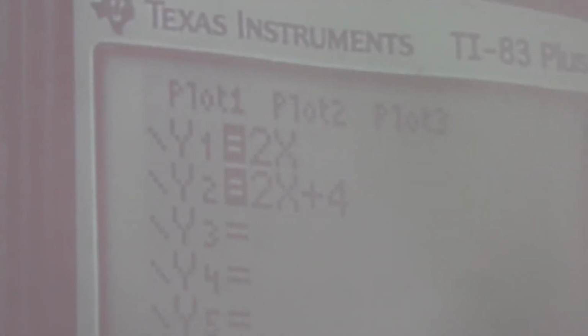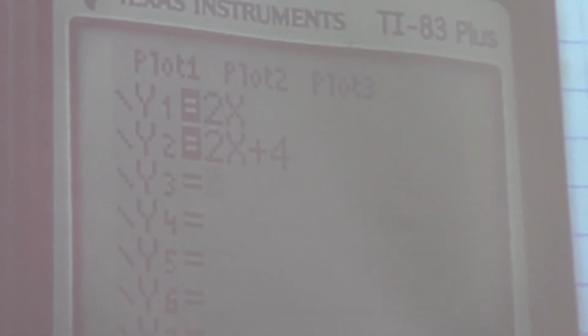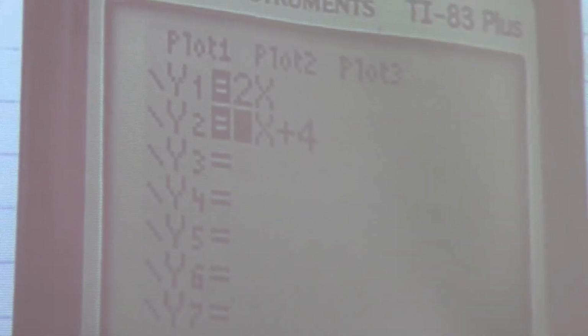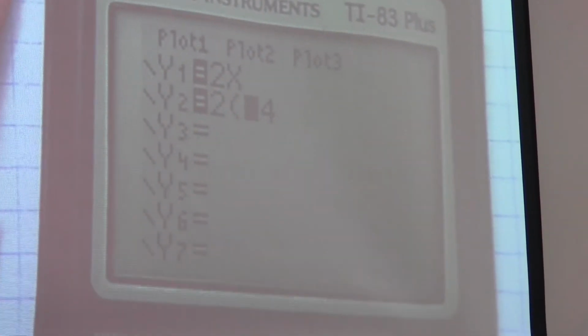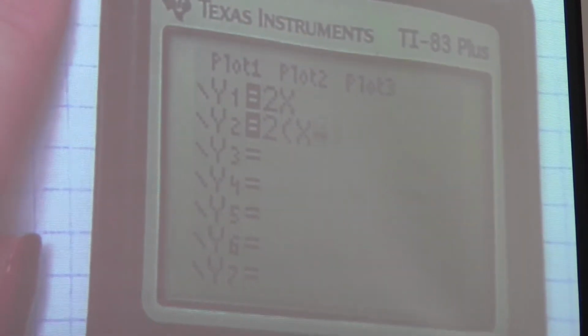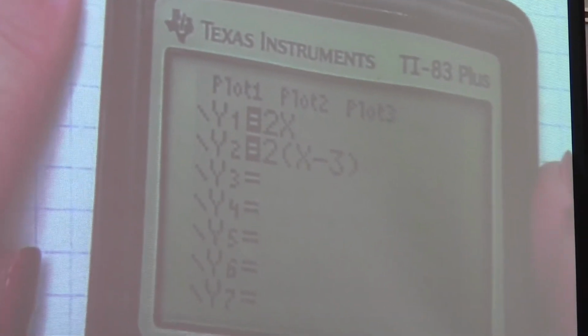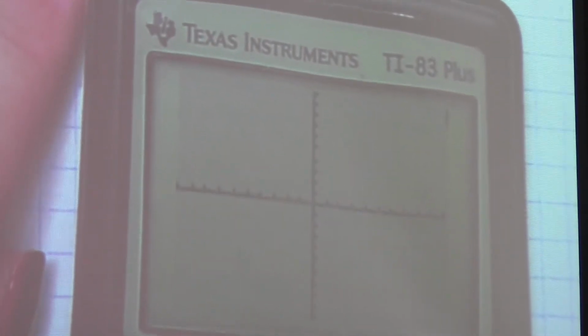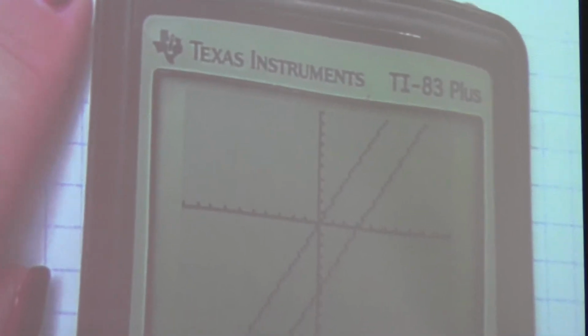Okay? Thank you. Alright. Instead, if I wanted to move it right 3, I'm going to add a number inside the parentheses here. So go ahead and instead of your second one, leave your first one there. This time put 2 and then parentheses x minus 3. And now you can go ahead and graph that guy. And we have our original, and then we should have one that moves right 3.